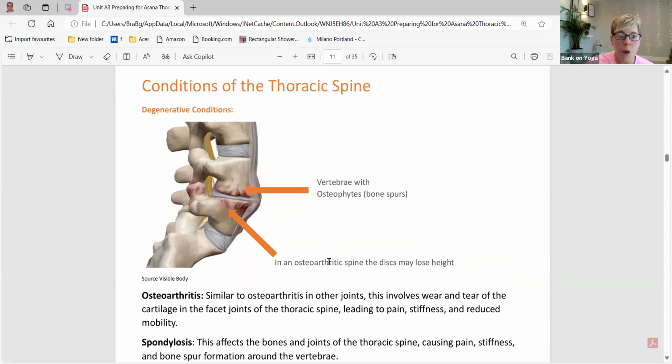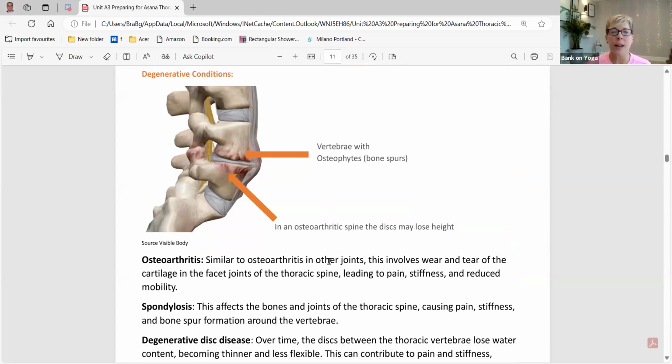So, osteoarthritis: you can see here that there's a reduction of the, in this case, I'm showing you the disc is coming down and thinning down. There's also less cartilage, there's more wear and tear, so the cartilage is reducing down. So the overall mobility is less.